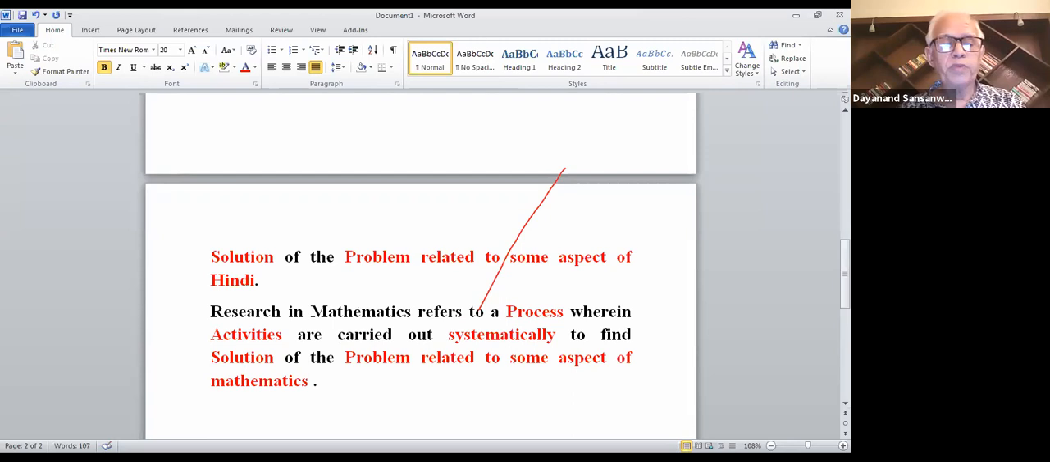So I hope you have understood now the general definition and how to mold this general definition so as to fit into different subjects. That, of course, you can do. Now, once we have understood the characteristics and the definition, then let us go to the types of the researches.